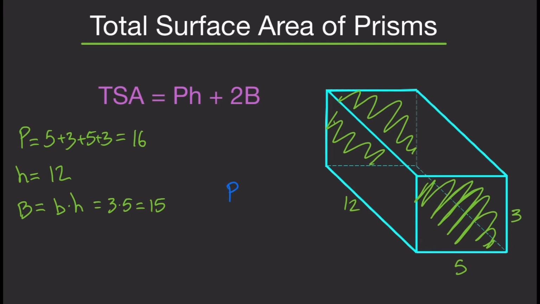So my formula is perimeter base times height plus 2 times area base. So 16 times 12 plus 2 times 15. 16 times 12 is just going to give me 192. 2 times 15 gives me 30. When I add those together, I get 222 units squared.